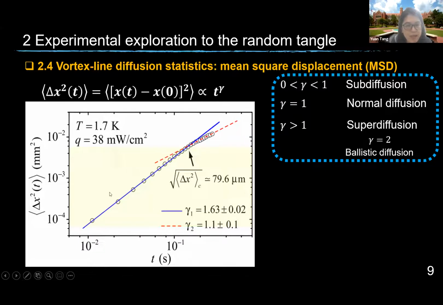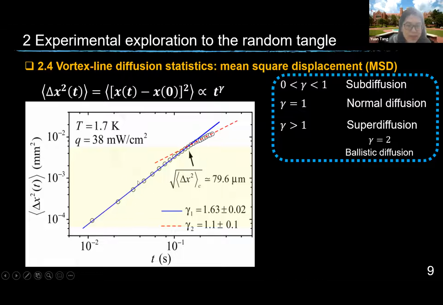Here we give the result of the mean square displacement of our G1 particle in the horizontal direction. This result is for 1.7 K and the heat flux of 38 milliwatt per centimeter square. The diffusion time here starts from the moment when a particle first appears on the trajectory, and the angle brackets here denote an ensemble average over at least 1,000 samples. The data are shown as the black circles. They appear to have two power-law regions. The first region was marked by the yellow.